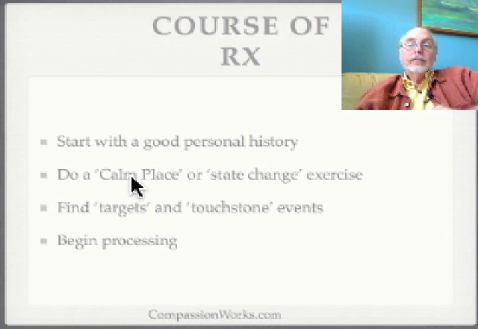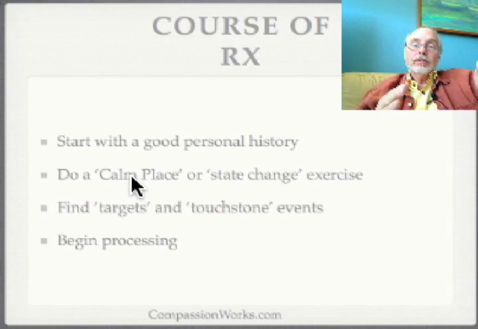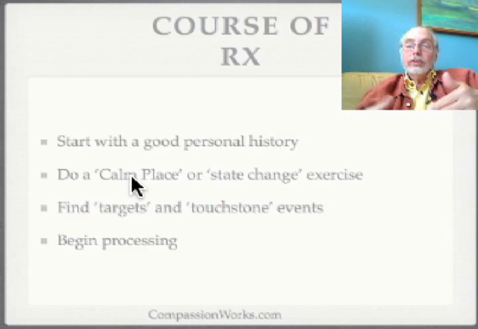We want to do a calm place or a state change exercise. This is the idea of teaching people how to shift from the maladaptive neural network over to the adaptive one, consciously. Learning how to consciously calm yourself down, even in difficult situations. But also, in the beginning, we're looking for targets, touchstone events, so experiences. If there was a major trauma, that would be a target or event.